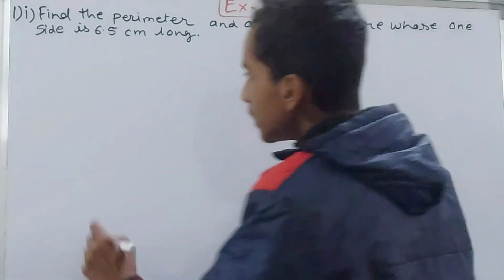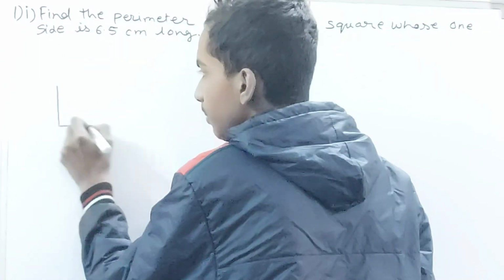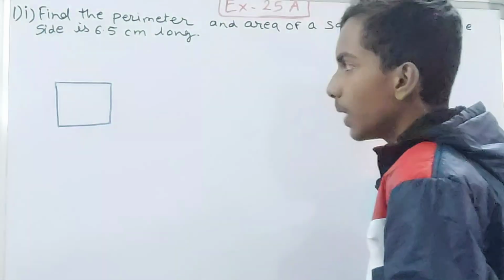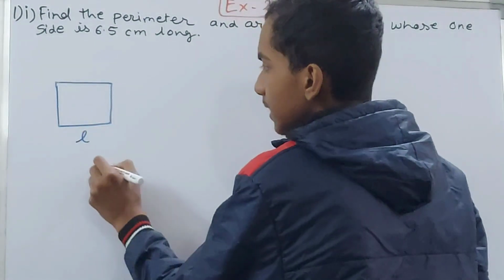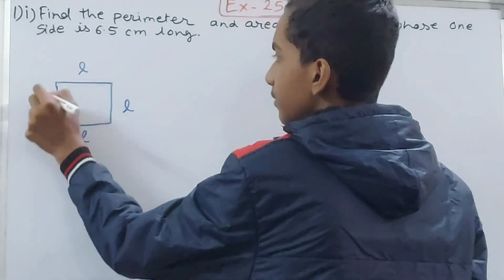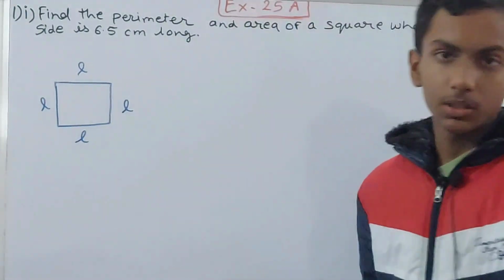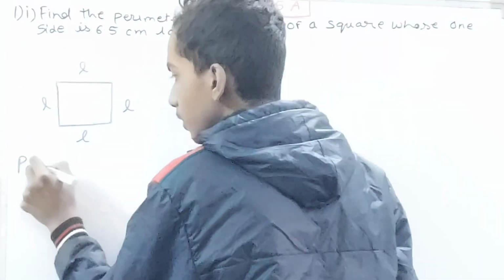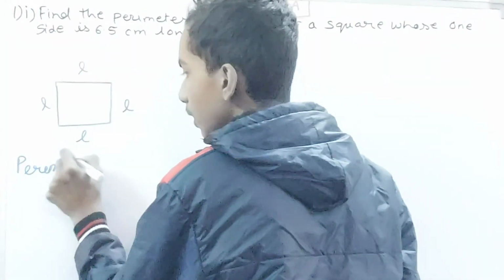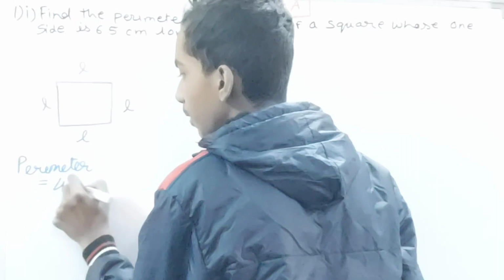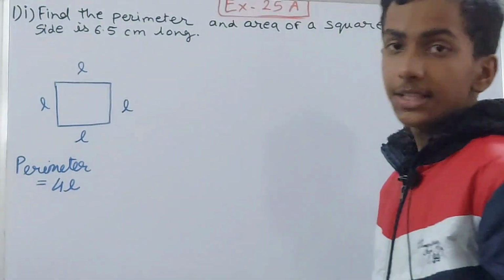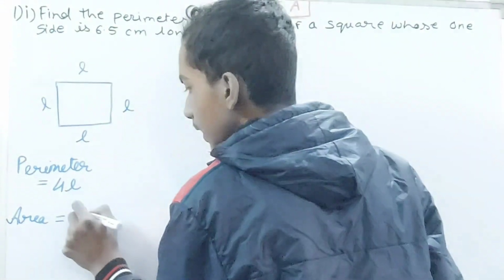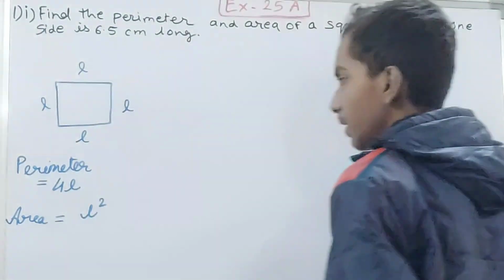Now we've all seen what a square is. It's a figure with all the sides equal. In this square, if this side is L, then all the other sides will also be L because all the sides are equal. So taking the sides as L, the perimeter becomes 4L because four sides are there and each side is L, and the formula we all know, area, that is L square. This is just a small recap.